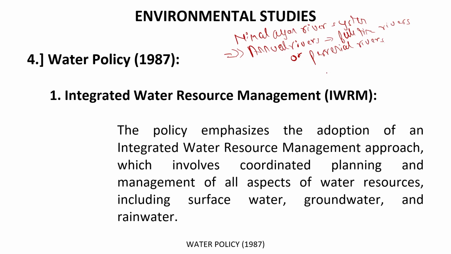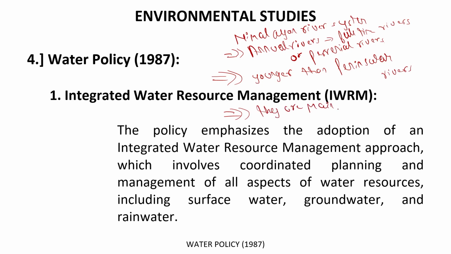These are perennial rivers. Thereafter, the second point is that they are younger than peninsular rivers. And the third and last point is that they are mainly concentrated in the north part. So you can say the Himalayan river system is an annual or perennial river system.